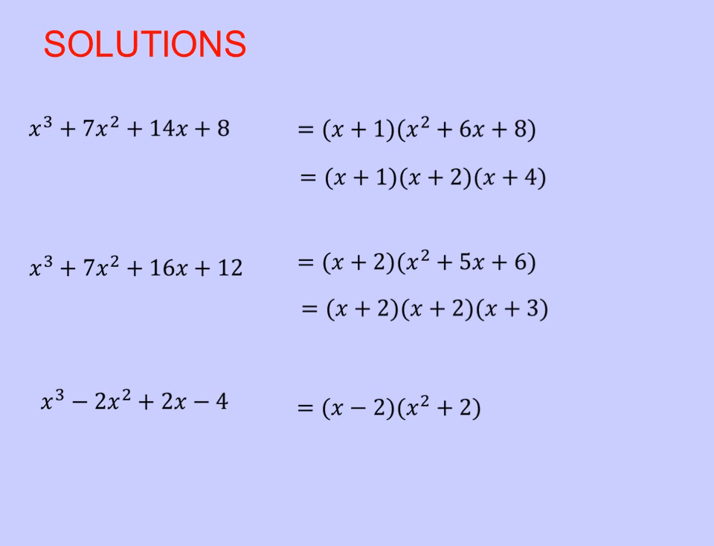So, for question 1, x cubed plus 7x squared plus 14x plus 8 factorizes to (x plus 1)(x plus 2)(x plus 4). X cubed plus 7x squared plus 16x plus 12 factorizes to (x plus 2)(x plus 2)(x plus 3). And finally, x cubed minus 2x squared plus 2x minus 4 factorizes to (x minus 2)(x squared plus 2).